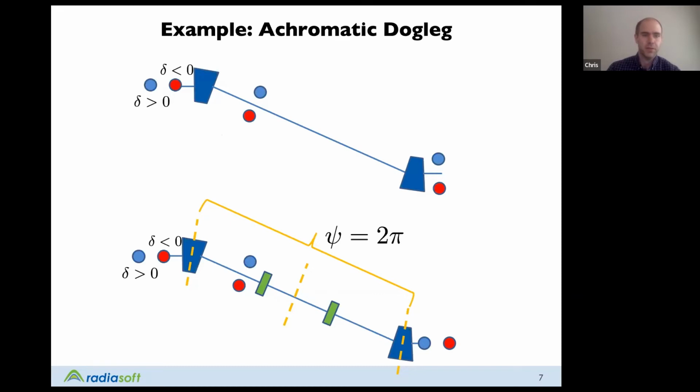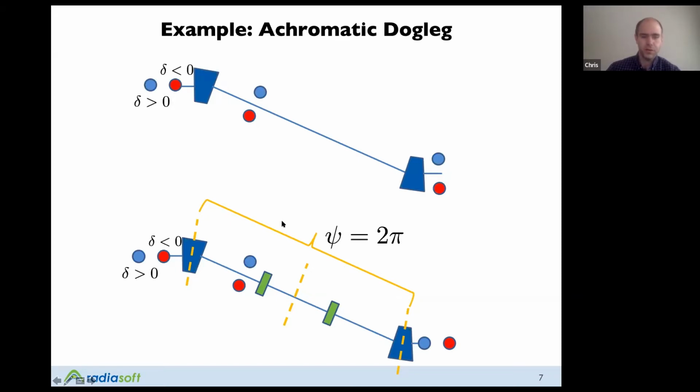So we can see that illustrated here with two particles, one above the central energy, so delta greater than 0, one below, that are going to spread out in the bending plane as we go. And left uncorrected, this dispersion is going to leak out through the end of the dogleg, which is often undesirable in many applications.